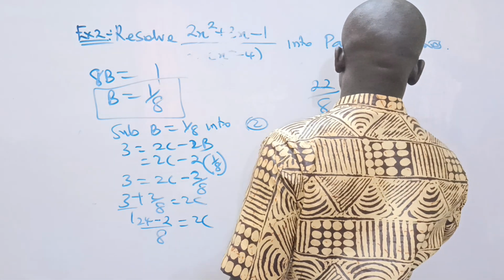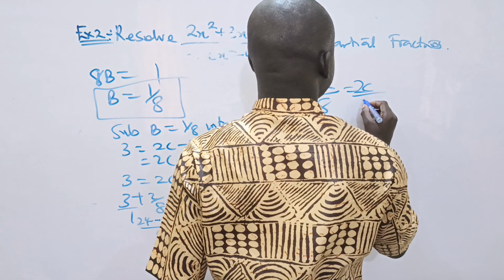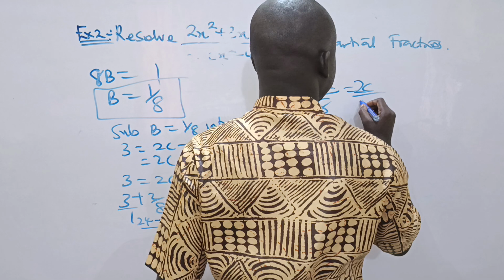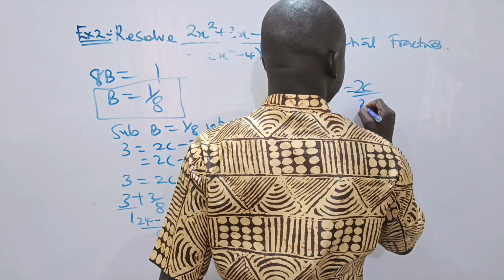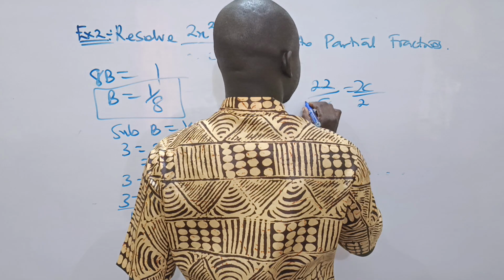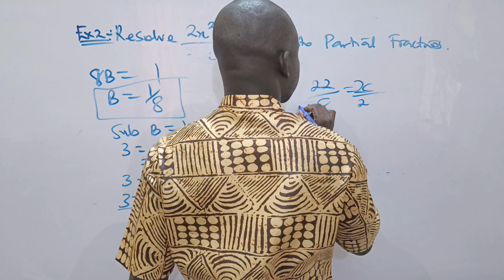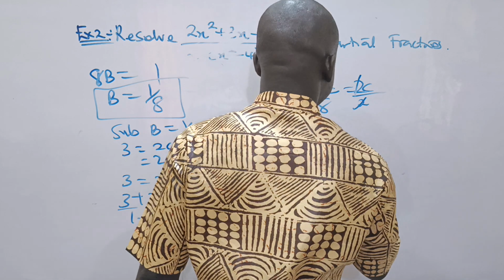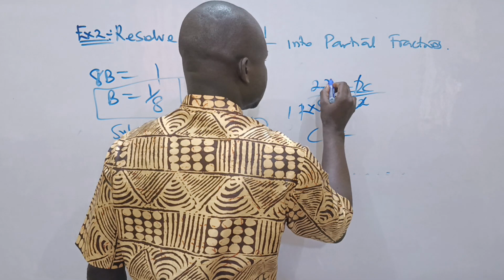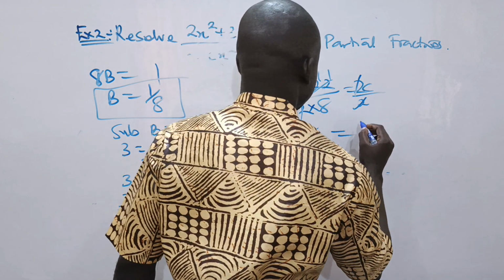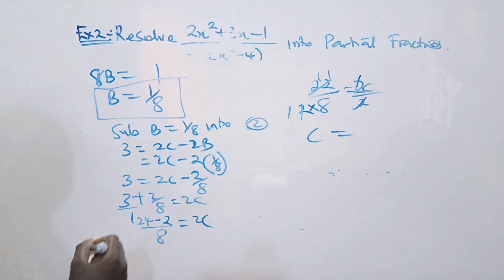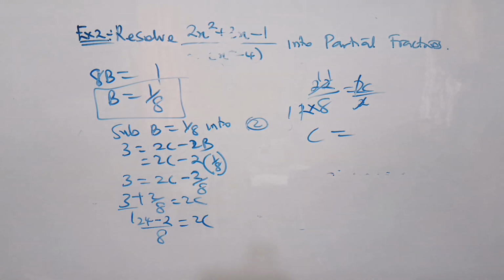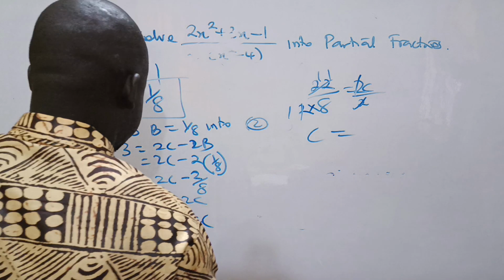We divide both sides by 2. Okay? So c will be equal to 11. Let's look at it very well so that we don't make any mistake.